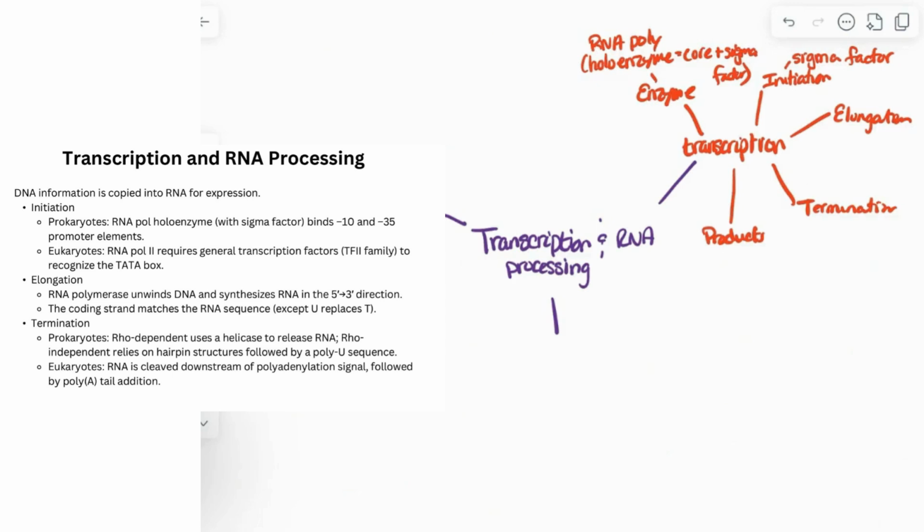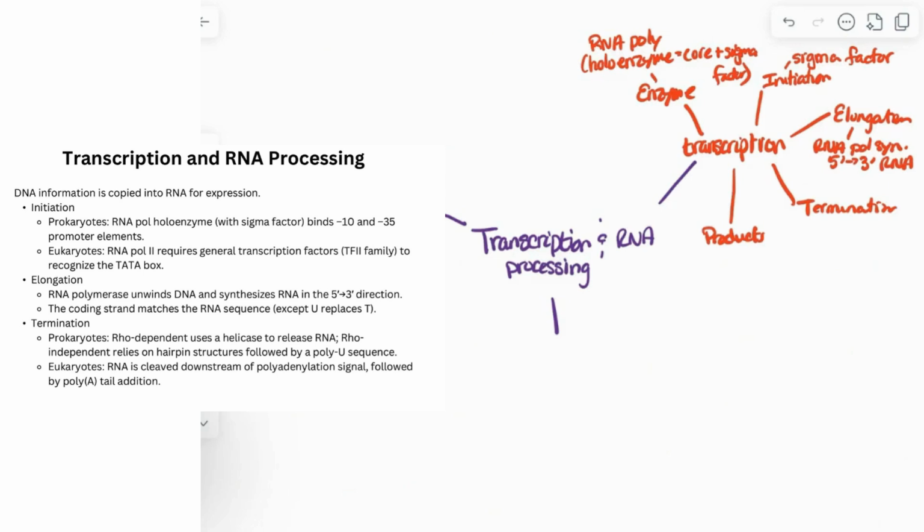Next, we have elongation. In elongation, we're going to put RNA polymerase synthesizes RNA 5' to 3'. So here on our notes, we have RNA polymerase unwinds DNA and synthesizes RNA in the 5' to 3' direction. The coding strand matches the RNA sequence, except that U replaces the T.